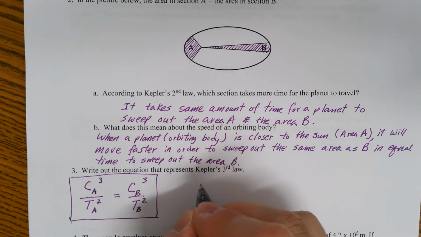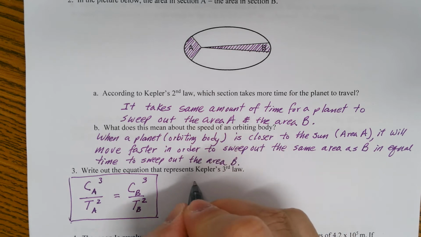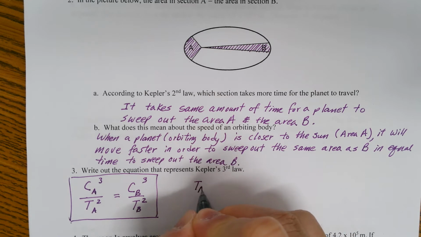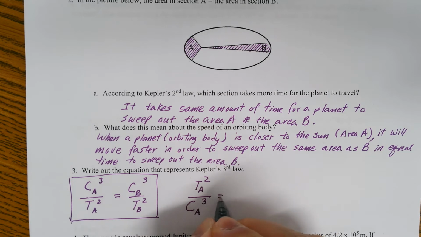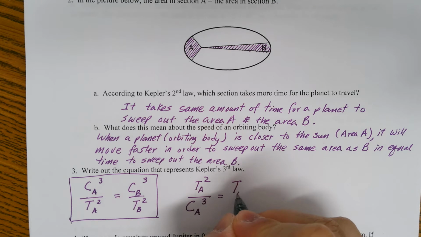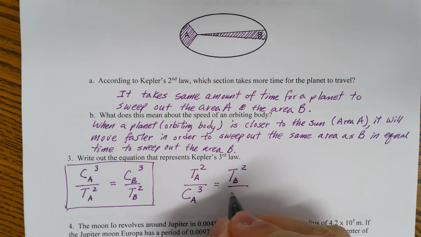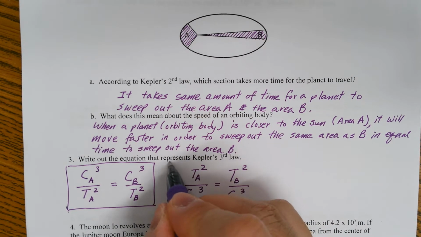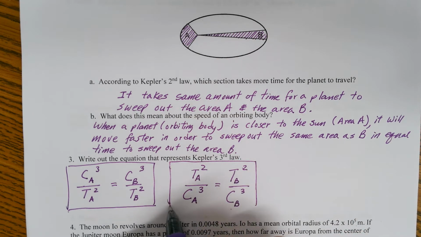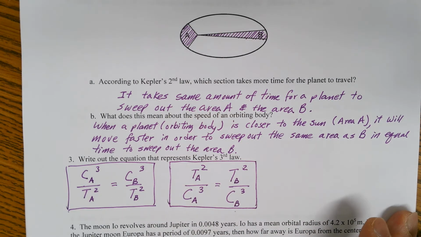Another would be, it could be written as, right, flipped. So the period of planet A squared over the semi-major axis of planet A cubed is equal to the period of planet B squared divided by the semi-major axis of planet B cubed. Now this is just flipped, right? But the ratio has to remain the same even if you flip it for the other planet, right?